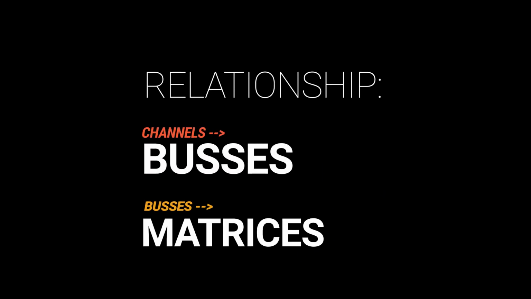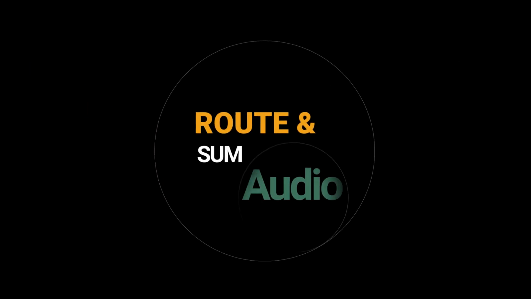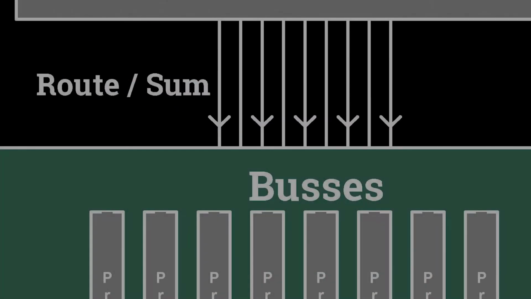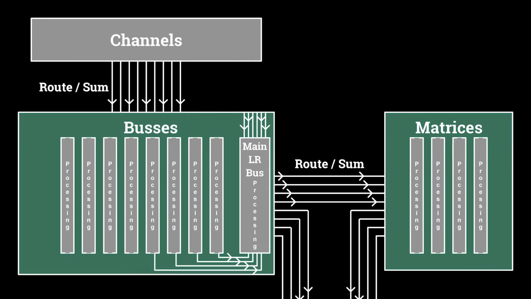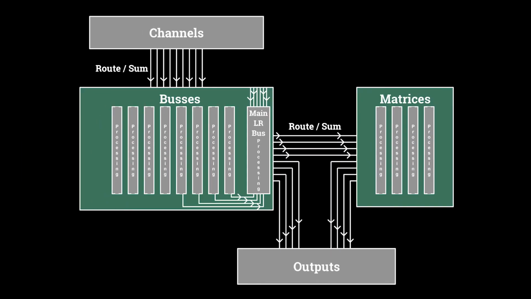Today we're going to talk about the relationship of channels to buses and matrices on a console. Both of these are used to route and sum audio. A bus routes and sums channels, and a matrix routes and sums buses. And either a bus or a matrix can be assigned to source a console's outputs. Let's talk about what this means practically.